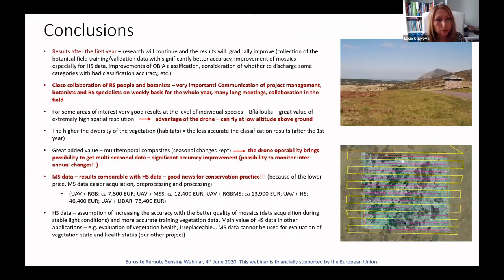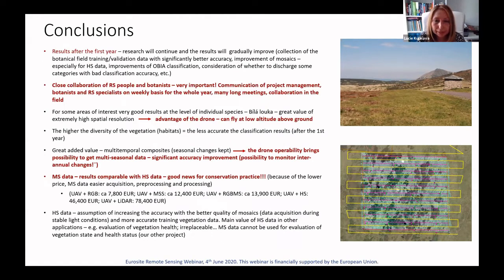So I am going to the conclusions. We have, of course, to improve our results from the first year. We have collected botanical data with better accuracy, improve mosaics, especially for hyperspectral data, improve some methods of classification, and of course, decide whether to discard some categories with bad accuracy results. What is important, we really realize that close collaboration of remote sensing people with botanists is very important.